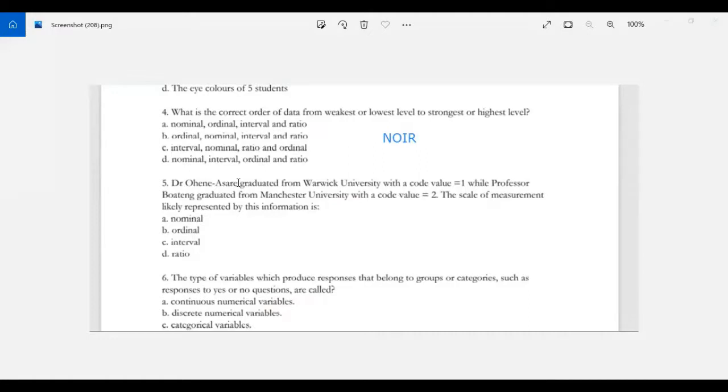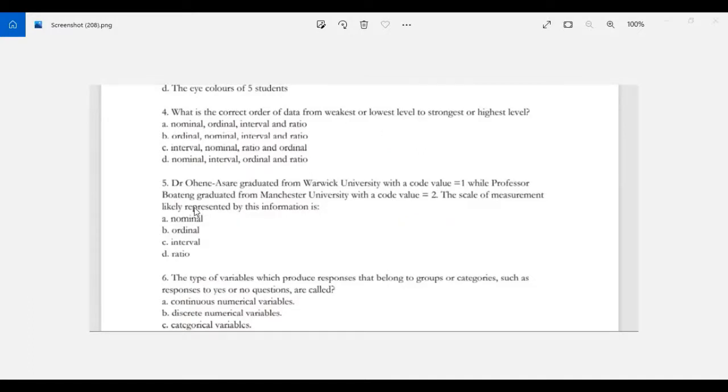So looking at this NOIR, what is the answer from these alternatives? Looking at the abbreviations, what will be the answer? A, yes, nominal, ordinal, interval, ratio. So when they ask from strongest to weakest, you will reverse this one. So that one is going to be RION. So this one is from strongest to weakest. This one is weakest to strongest. Are you okay?